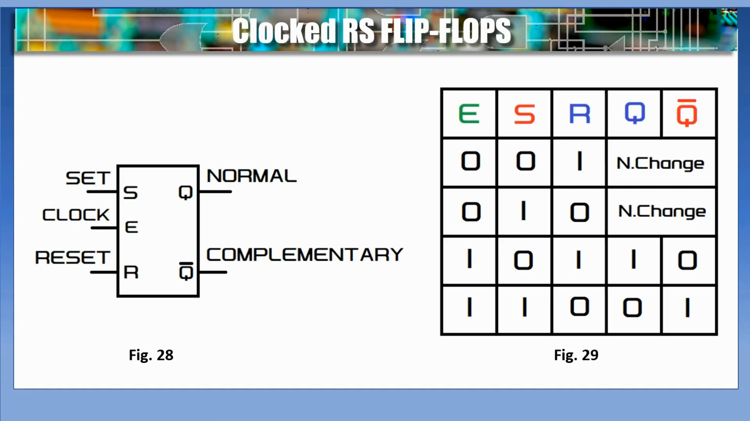You can see by looking at the truth table how this data gets moved. When E, our clock signal, is 0, then neither the set or reset changes its data, and then Q and Q naught do not change. When E is set, if S is 0 or 1, or if R is 1 or 0, that data is moved to our Q or our Q naught.